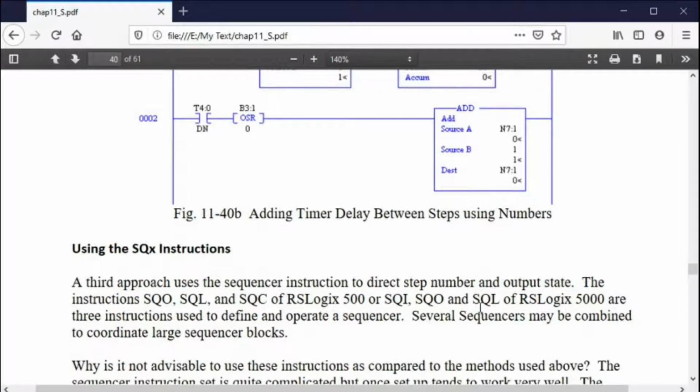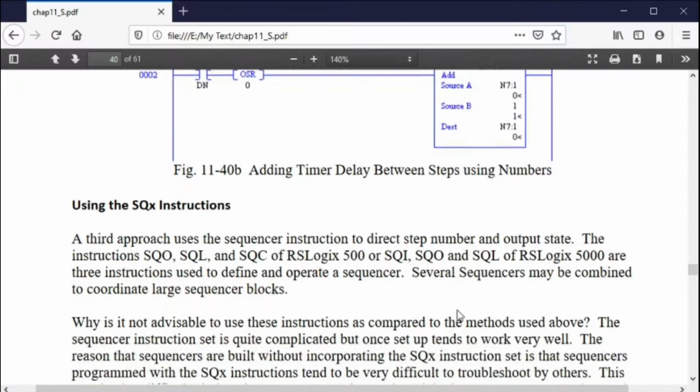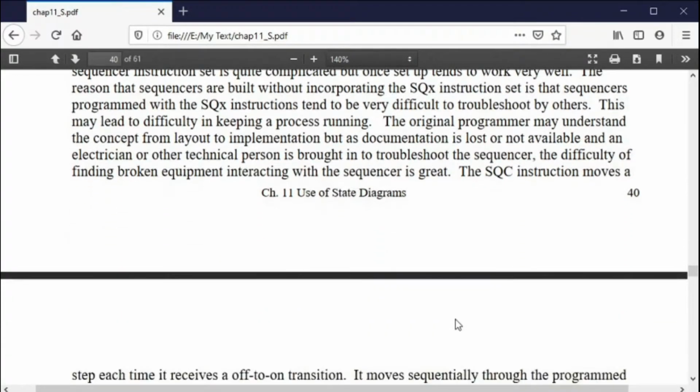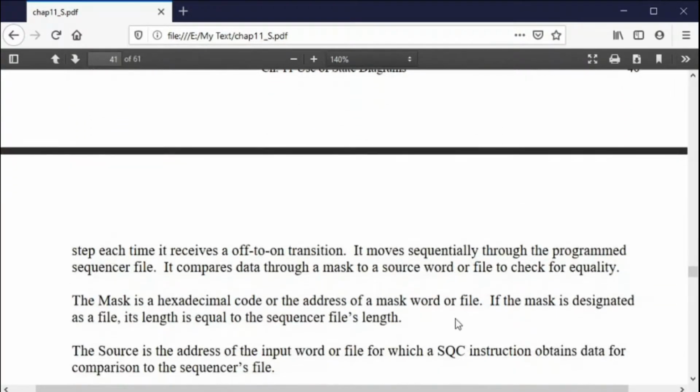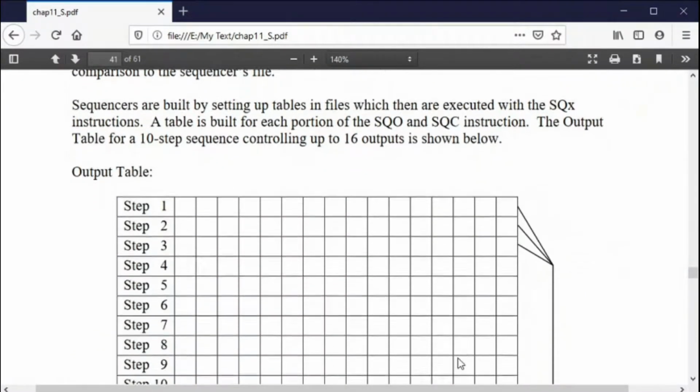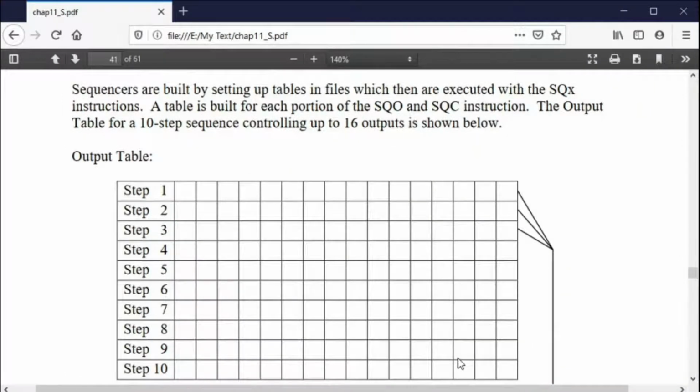There are instructions called sequencer instructions. They're called the SQx instructions: sequencer output, sequencer load, and sequencer control. And in RSLogix 500, there are these, and with RSLogix 5000, these instructions. So why did some companies provide these instructions and other companies didn't? Because these instructions were meant to mimic the old style drum switch. The drum switch was a switch that was used to set bits as you went through various steps, and that would be like this kind of thing where you're actually setting a bunch of bits in steps.